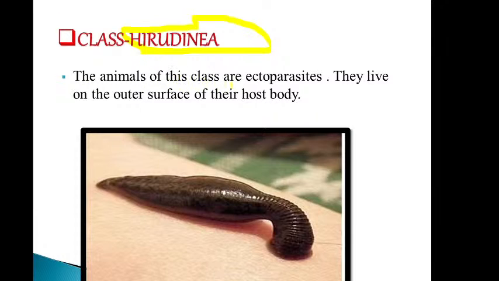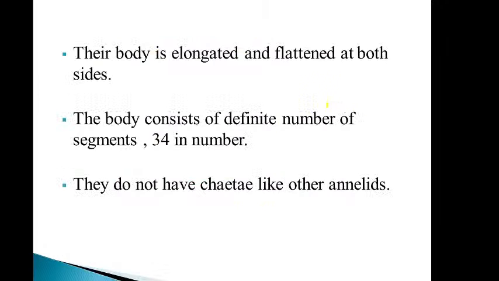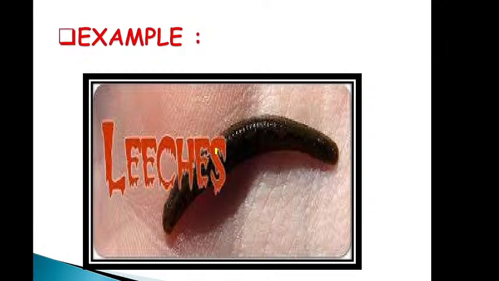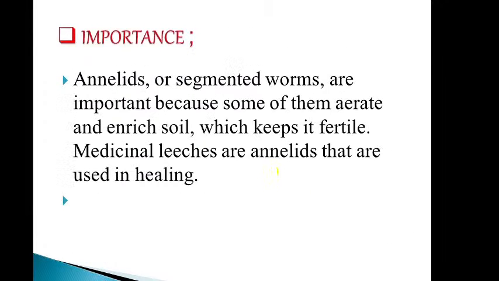Then we have the class Hirudinea. The animals of this class are generally ectoparasites. They live on the outer surface of their host's body. Their body is elongated and flattened at both sides. The body consists of a definite number of segments, 34 in number. They do not have setae like other annelids. So this is the structure of the leeches, which you all know or have studied. Leeches belong to the class Hirudinea.